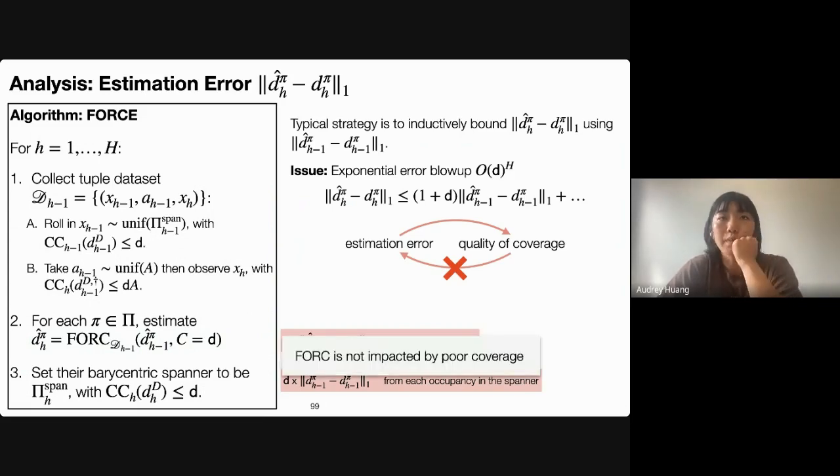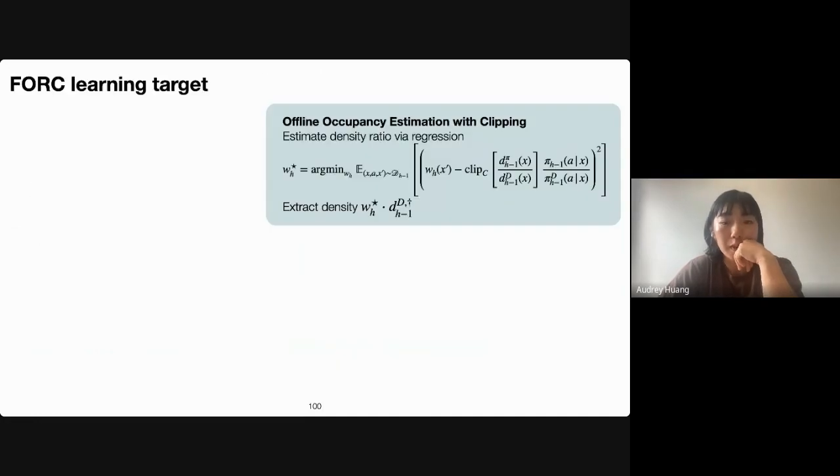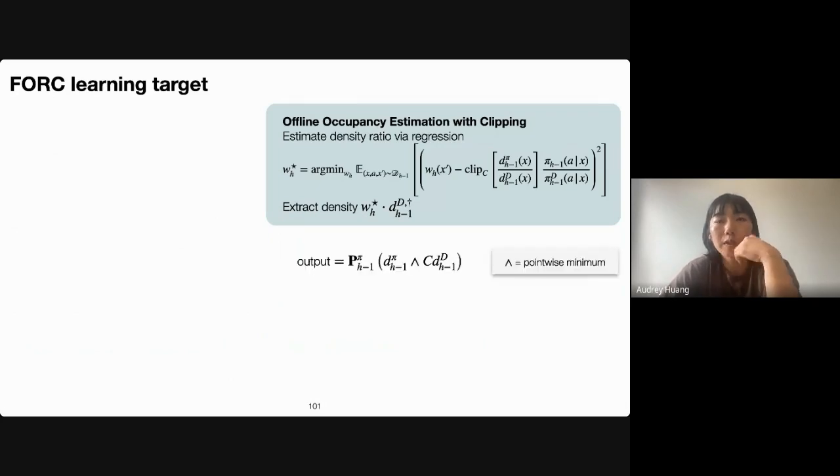The key observation to make here is that the clipping used in fork is already doing this. By construction, fork is an occupancy estimation algorithm that isn't impacted by poor coverage. To see why, let me bring back the population version of the fork algorithm. Using some of the same minimizer derivation analysis we did before, you can show that the output of this procedure is the Bellman flow operator applied to the pointwise minimum, this wedge between two distributions, dh minus 1 pi and c times ddh minus 1. This is a result of the clipping operator we used in the regression target to deal with coverage issues.